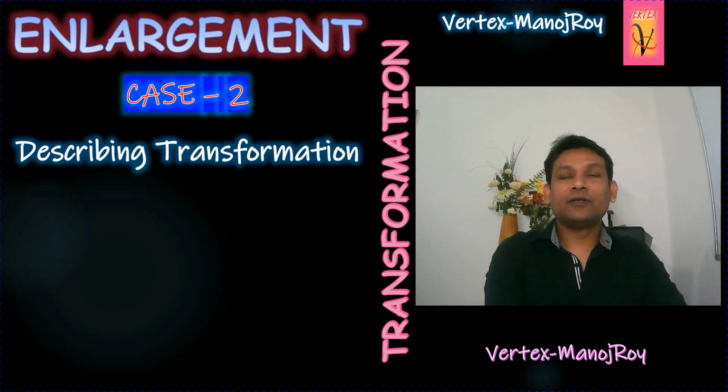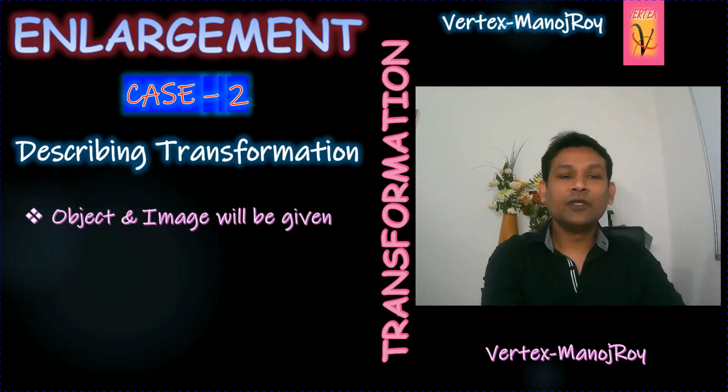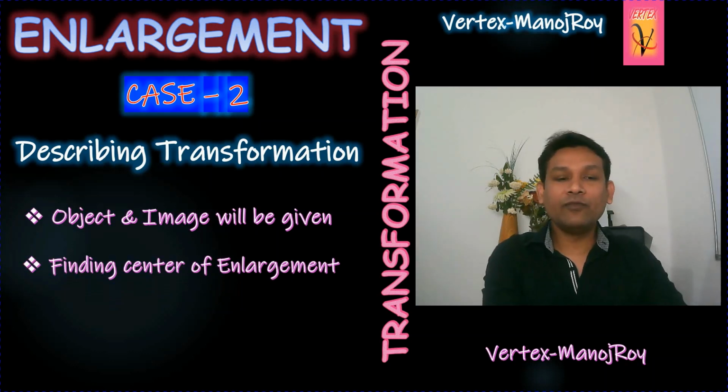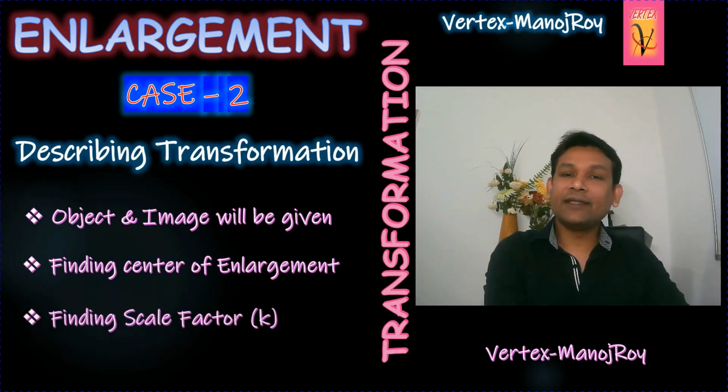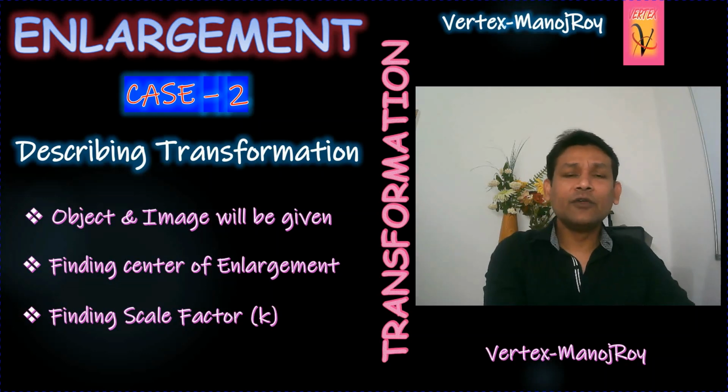So in enlargement, normally we have a 2 marks question because we need two things to describe. First of all, we should know that object and image both will be given, and to describe this transformation, we need to find the center of enlargement. I will explain how we can find it with an example. The second thing we need to find is the scale factor. We have two formulas to find the scale factor, and we can use any one of them. So that's what we are doing today.